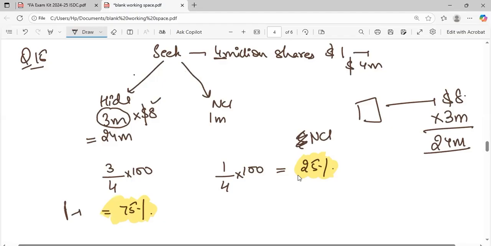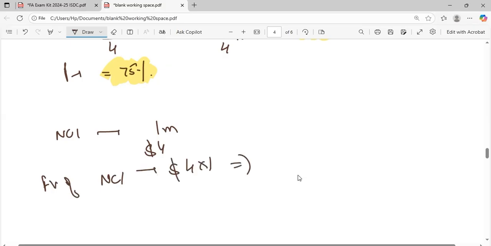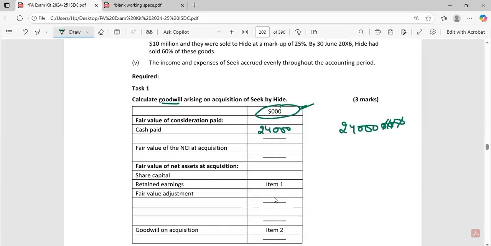NCI has 1 million shares, and each share is of $4. It means that the total fair value of NCI is $4 into 1 million, which means NCI is worth $4 million. Because shares were 1 million and each share was of $4. So over here, I'm going to write 4,000. Again, 4 million means like this. Ignore 3 zeros. So what's remaining? 4,000. Fine. Now let's see the fair value of net assets.